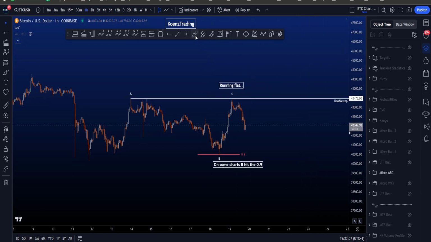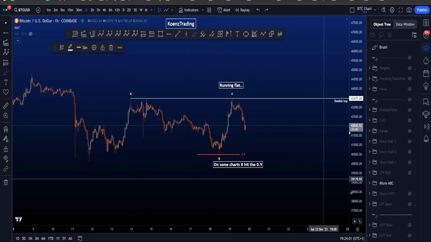Now, the second scenario here is that we are looking for a flat structure and then an A, B, and a wave C.